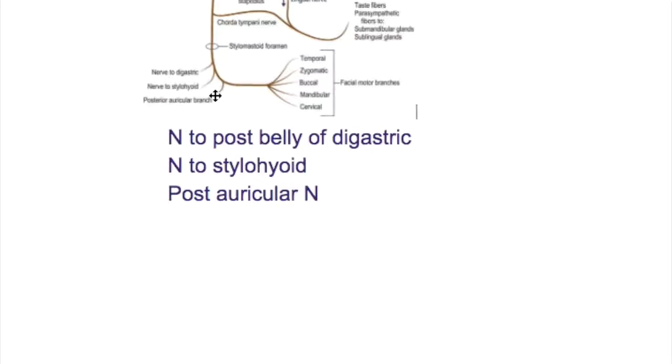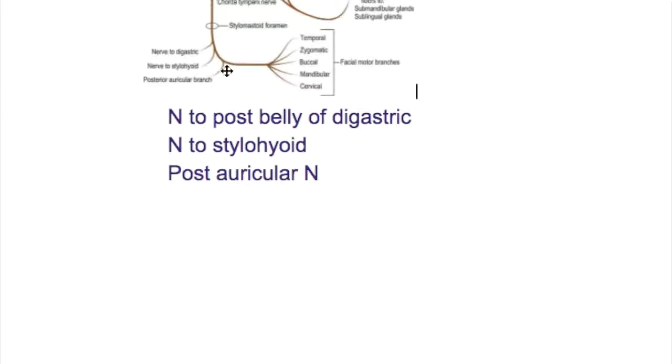What are the motor branches of the facial nerve that arise between the stylomastoid foramen and its division under the parotid gland? There are 3 nerves that arise in between. The first is the nerve to the posterior belly of the digastric. The anterior belly of the digastric is supplied by the mandibular division of the trigeminal nerve, the nerve of the first pharyngeal arch. The second branch is the nerve to the stylohyoid, and the third one is the posterior auricular branch. So these are the nerves that arise between the stylomastoid foramen and the division of the facial nerve under the parotid gland: the nerve to the posterior belly of the digastric, the nerve to the stylohyoid, and the posterior auricular branch.